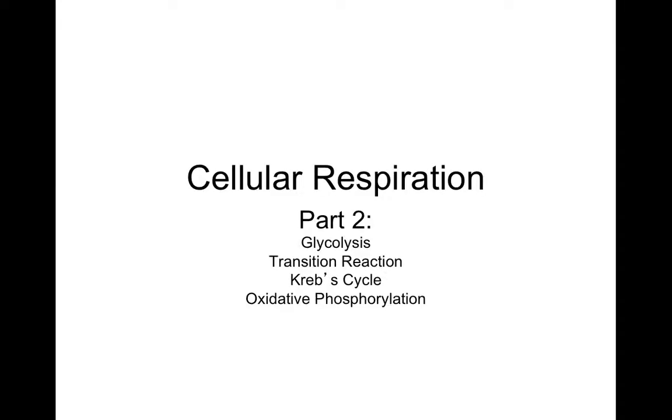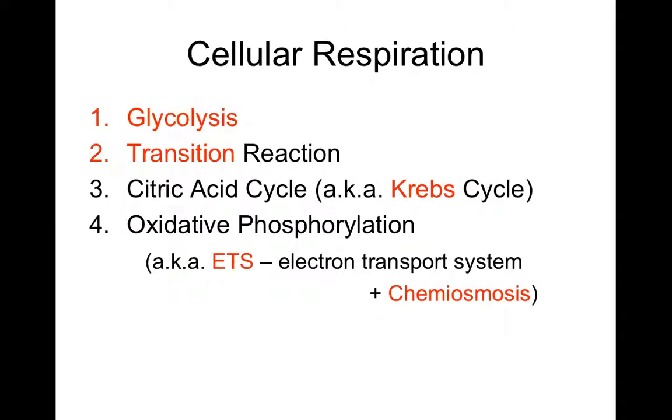In Part 2 of cellular respiration, we will take a closer look at the 4 processes involved in aerobic cellular respiration. These 4 processes include glycolysis, the transition reaction, the citric acid cycle, also known as the Krebs cycle, and oxidative phosphorylation, which includes the electron transport system coupled to chemiosmosis.